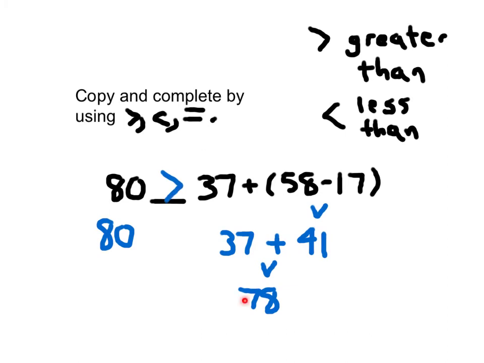I would have had to say 78 is less than 80, but I'll read it from left to right. So 80 is greater than 78. 80 is greater than 37 plus 58 minus 17. Again, we must show our work.